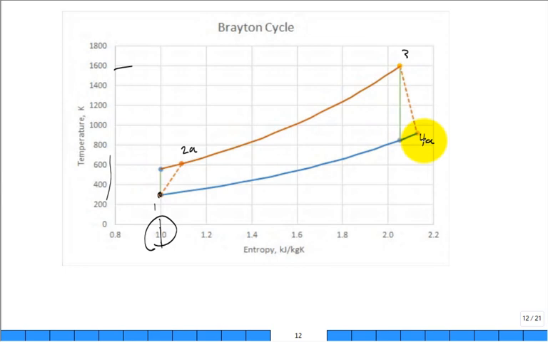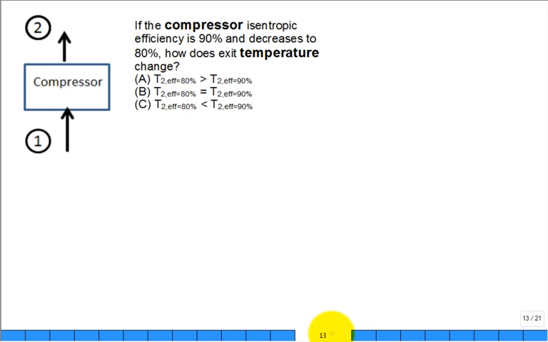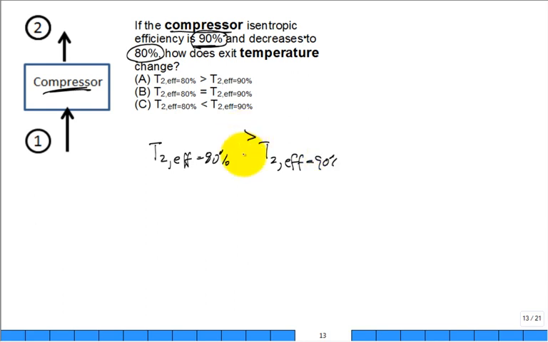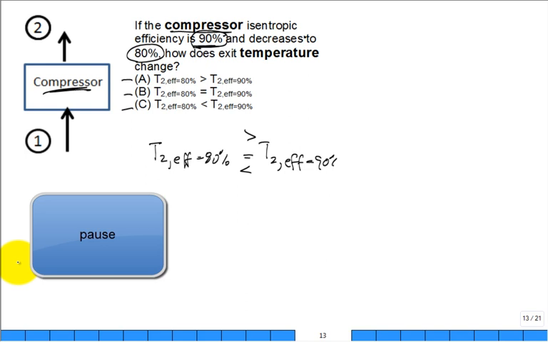Look good? Okay. Here's a question. The compressor, this is what we're focusing on. It's not 100% isentropic efficiency. It was 90% isentropic efficiency, but then it degraded and it changed to 80%. How does the exit temperature change? So you have the exit temperature, assuming the isentropic efficiency is 80%, and you want to compare that to the exit temperature, assuming that the isentropic efficiency is 90%. And it's either greater, equal, or less. It's choice A, B, or C. I need to let you think about that problem and then answer it. I'll pause, walk around, and collect your answers.